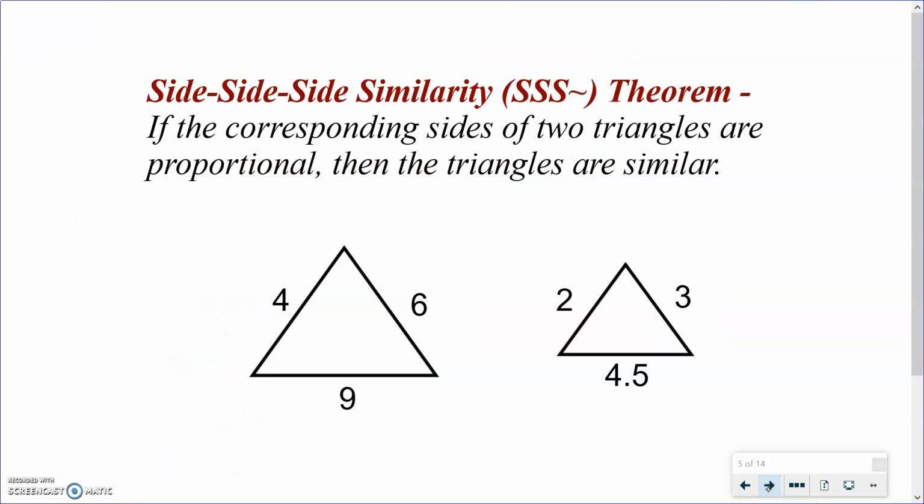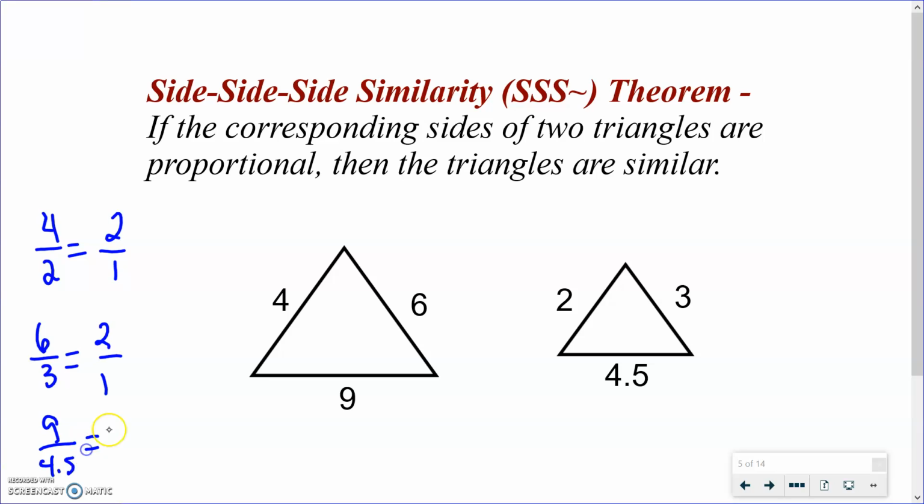The last way is if all the sides are proportional. If all the sides simplify to the same similarity ratio, then the triangles are similar. You can check that by saying 4 over 2 is 2 over 1, 6 over 3 is 2 over 1, and 9 over 4.5 also simplifies to 2 over 1. So they have the same similarity ratio on all three sides, so that's side-side-side similarity.